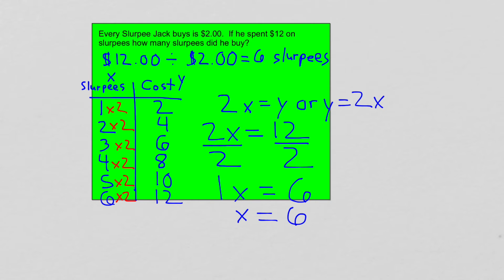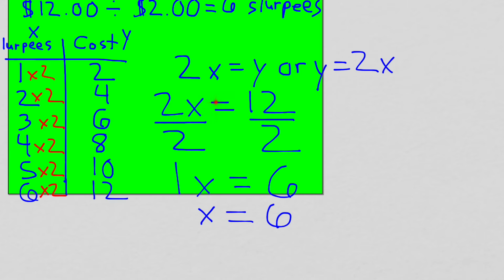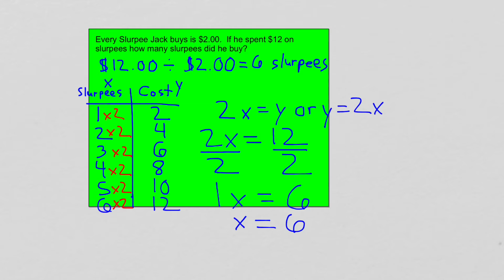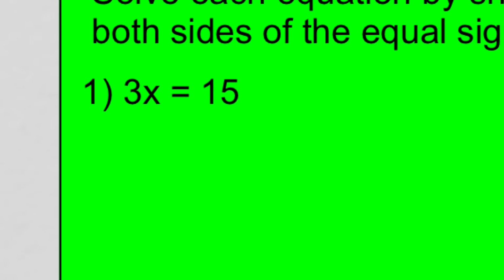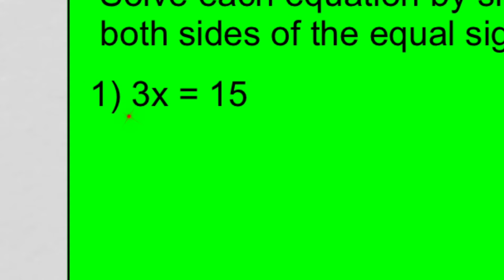So what we're going to be doing today is we're going to be taking this idea of solving an equation that has a multiplication in it by using division. So that's our goal for today. So solving equations by multiplication when the equations look in this form, ax equals b. So this says solve each equation by showing what you would do to both sides of the equal sign. So this one here, number 1, this means 3 times some number equals 15.